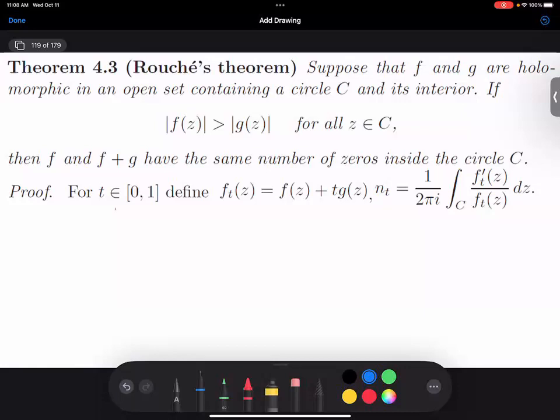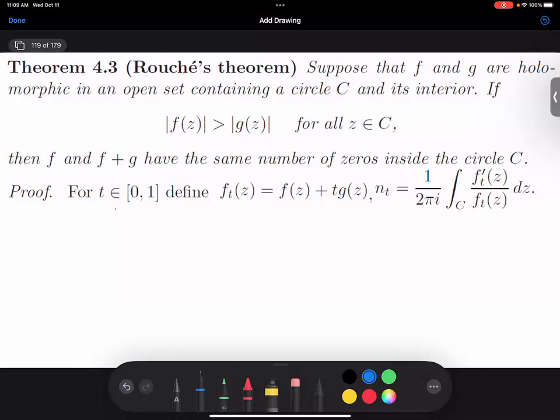And the key idea was for every choice of t, this is an integer. And then if the function is continuous, it has to be constant. So in particular, its value at t equals 0 and its value at t equals 1 has to be the same. Therefore, these functions have the same number of zeros inside. So this all came down to the fact that this is a continuous function.